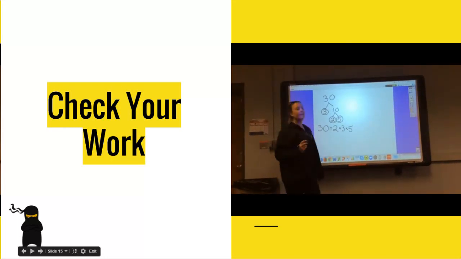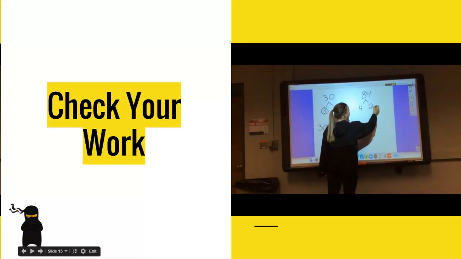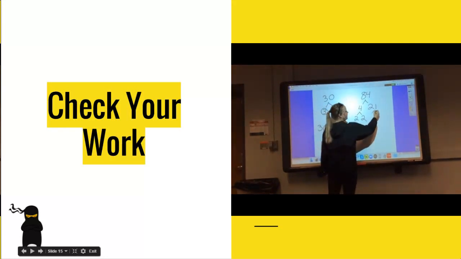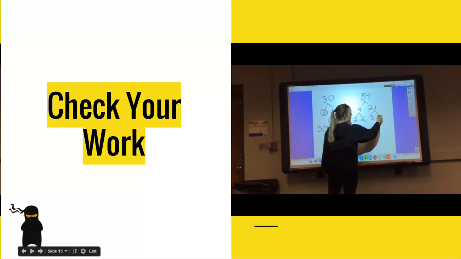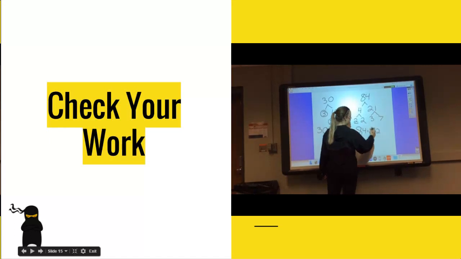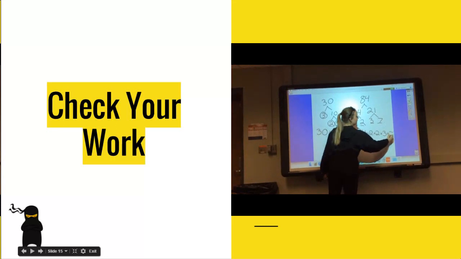Next, let's try the prime factorization of 84. I know 84 is divisible by 4 and 21. And 4 is divisible by 2 times 2. And 21 is divisible by 3 and 7. So I know the prime factorization of 84 has to be 2 times 2 times 3 times 7.